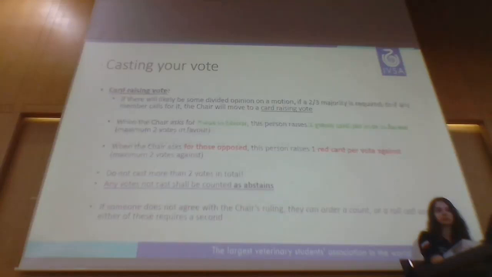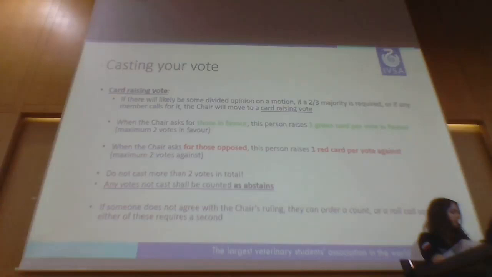So, for card raising votes. There might be some divided opinion on a motion. In general, a two-thirds majority is required for a motion to pass. If any member calls for it, the chair may move to a card-raising vote, as I explained earlier. So if someone objects or you would like to move to the previous question, as we would say, then you go straight to a card-raising vote.